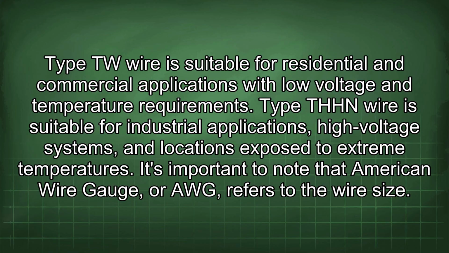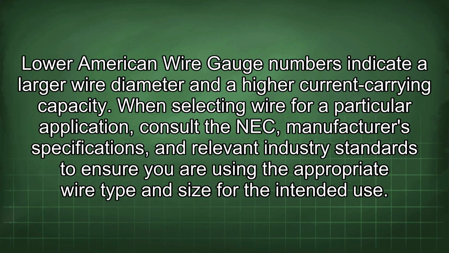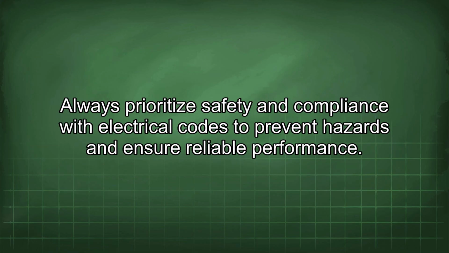It's important to note that American wire gauge, or AWG, refers to the wire size. Lower American wire gauge numbers indicate a larger wire diameter and a higher current carrying capacity. When selecting wire for a particular application, consult the NEC, manufacturer's specifications, and relevant industry standards to ensure you are using the appropriate wire type and size for the intended use. Always prioritize safety and compliance with electrical codes to prevent hazards and ensure reliable performance.